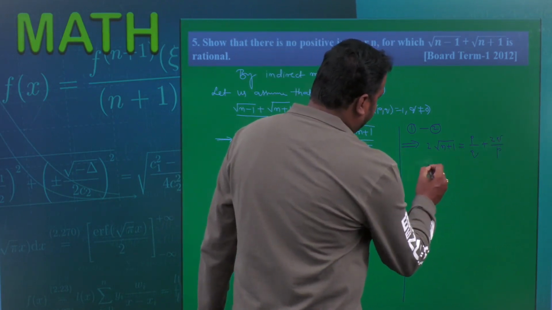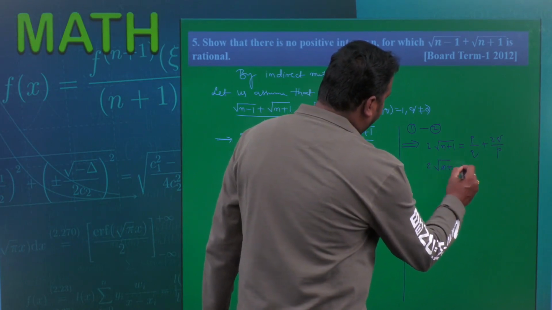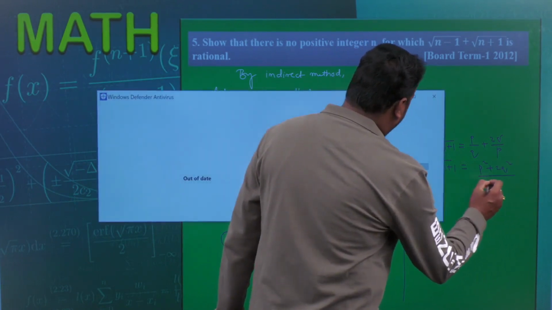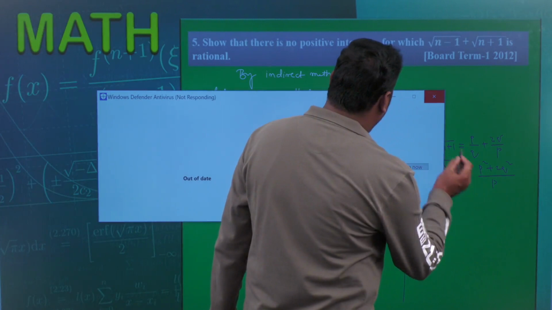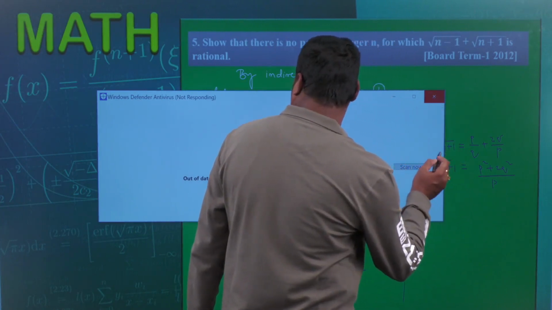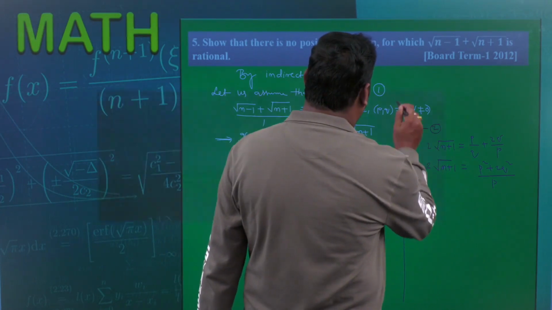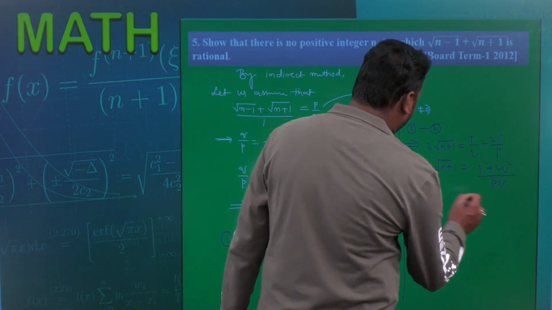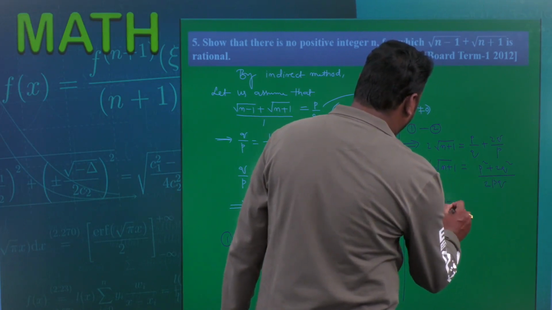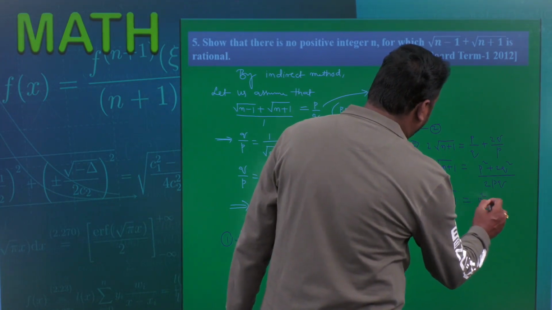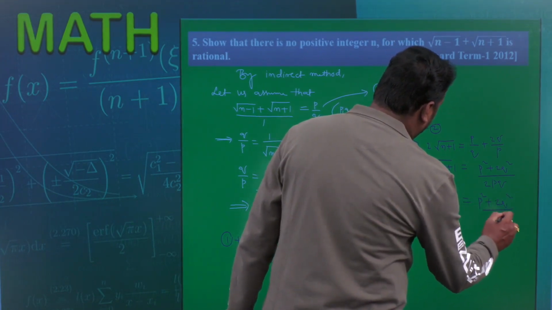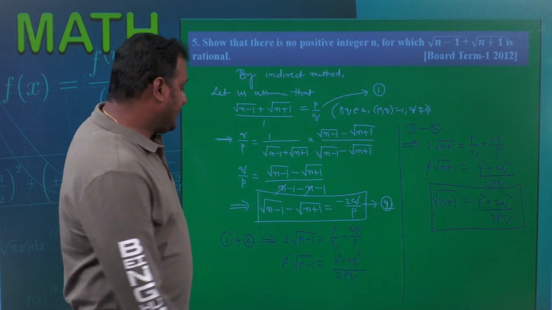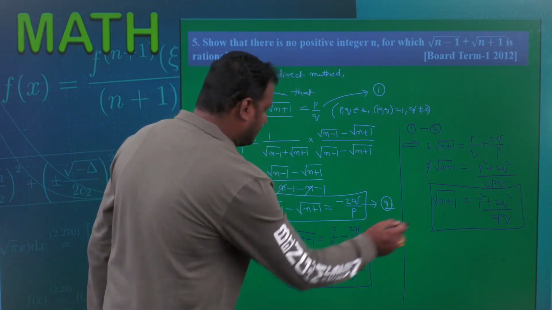Okay. So here 2 root over n plus 1 is going to be p square plus 2q square divided by pq. And then if you send the 2 to here, root over n plus 1 is equal to p square plus 2q square divided by 2pq. So this is the value of root over n plus 1. See, root over n minus 1 value is this and root over n plus 1 value is this.